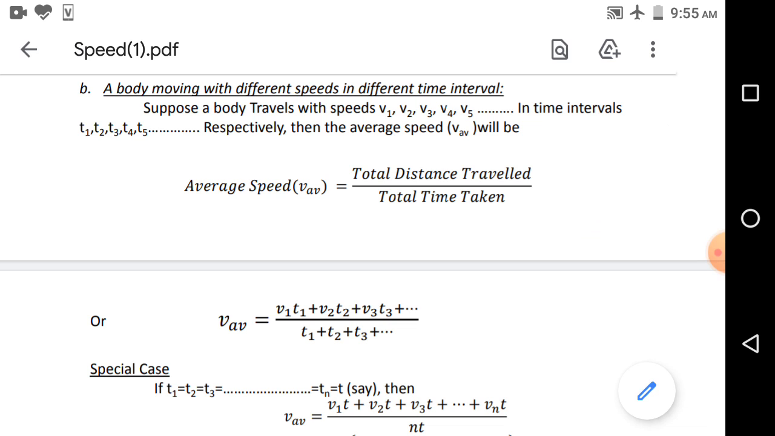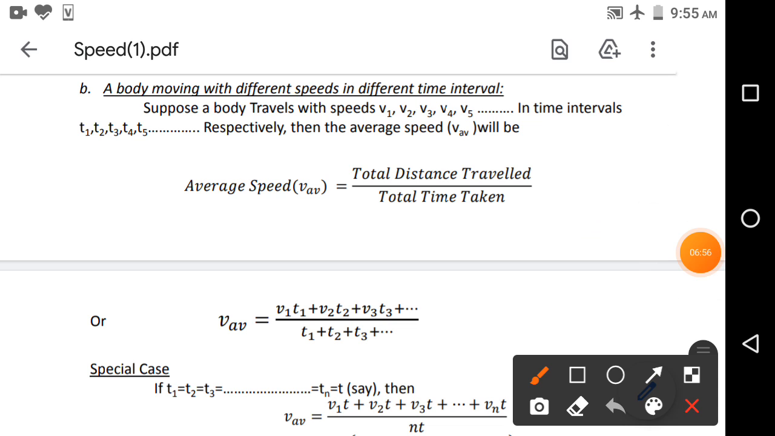Okay, suppose the body is moving with different speeds V1, V2, V3, V4, V5 up to Vn in time intervals T1, T2, T3, T4 up to Tn respectively. Then average speed will be total distance traveled over total time taken. So total distance traveled is S1 plus S2 plus S3 and so on, by total time taken T1 plus T2 plus T3. So S1 can be written as V1 T1, S2 as V2 T2, S3 as V3 T3. So V average is V1 T1 plus V2 T2 plus V3 T3 plus and so on, by T1 plus T2 plus T3 plus and so on up to Tn.